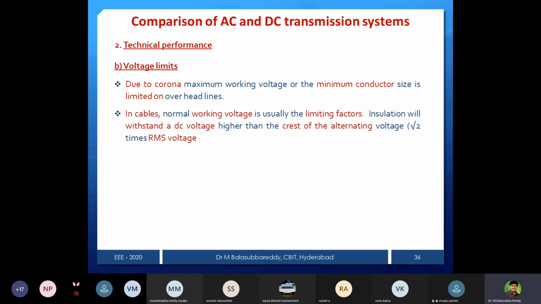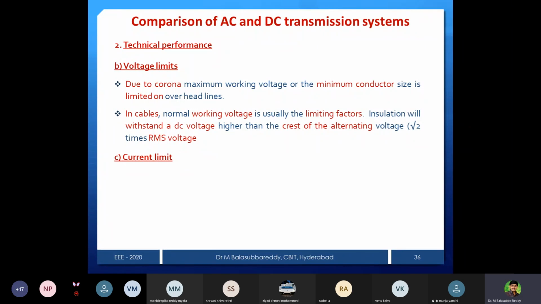But in cables, normal working voltage is usually the limiting factor. With cables, we cannot transmit more and more power when compared to overhead lines, and the distance is also limited in the cable; it cannot be transmitted over very long distances like 40 or 50 kilometers. In this case, normal working voltage is a very limiting factor. Insulation will withstand a DC voltage higher than the crest of the alternating voltage, so it can withstand more voltage.